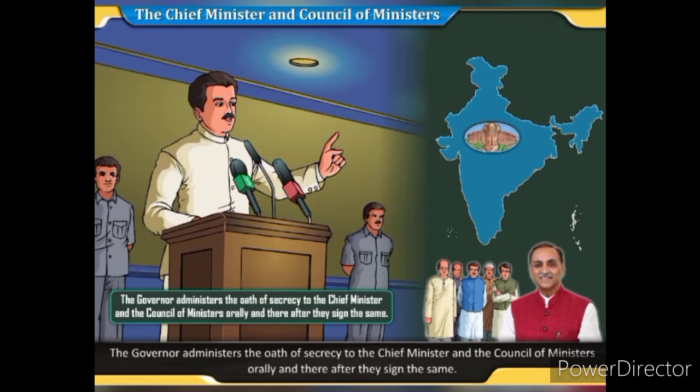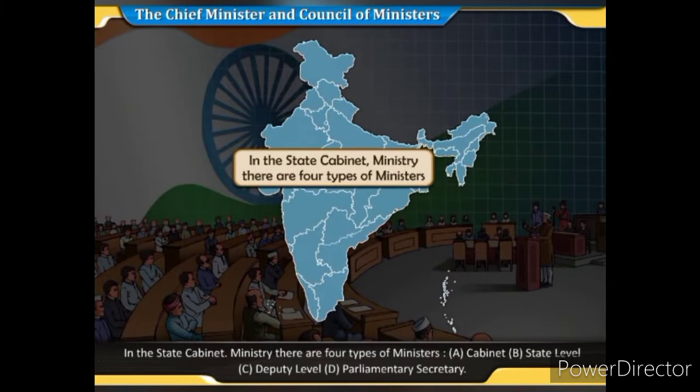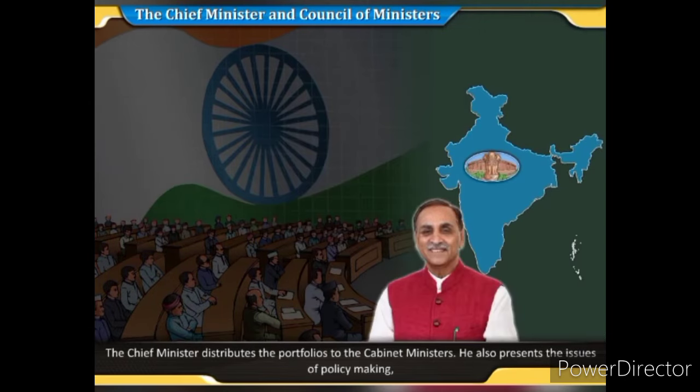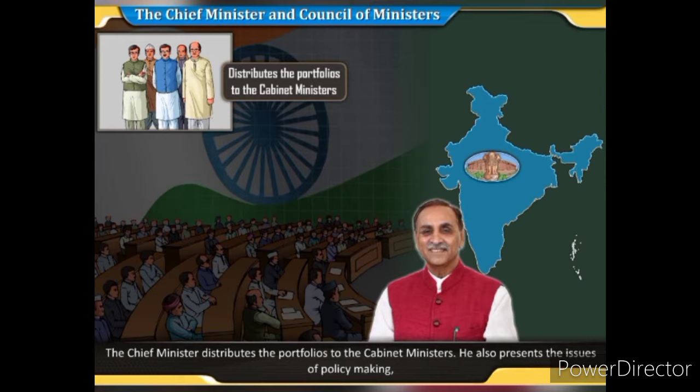The governor administers the oath of secrecy to the chief minister and the Council of Ministers orally, and thereafter they sign the same. In the state cabinet, ministry, there are 4 types of ministers: A. Cabinet, B. State level, C. Deputy level, D. Parliamentary secretary. The chief minister distributes the portfolios to the cabinet ministers.